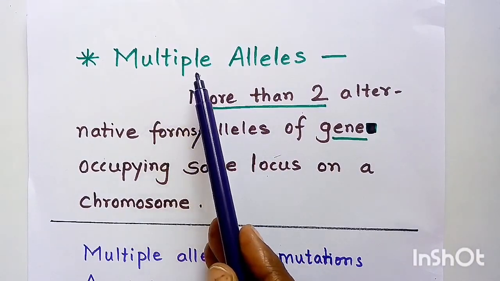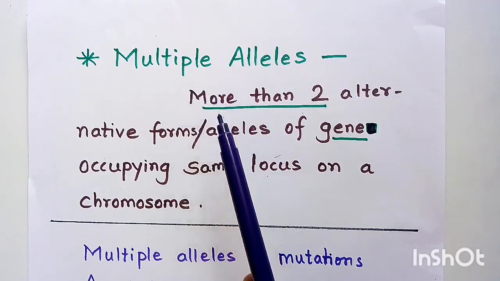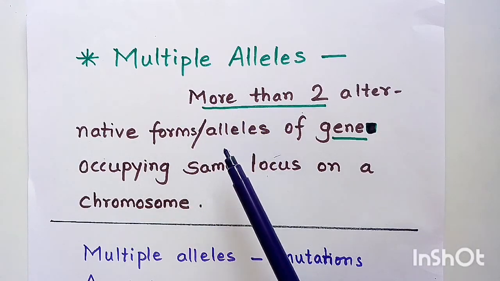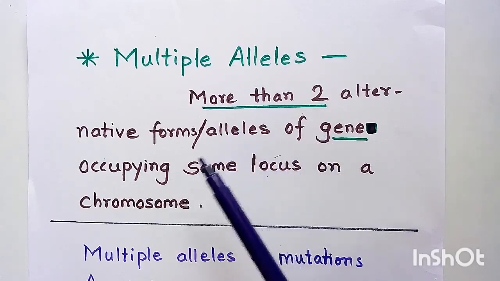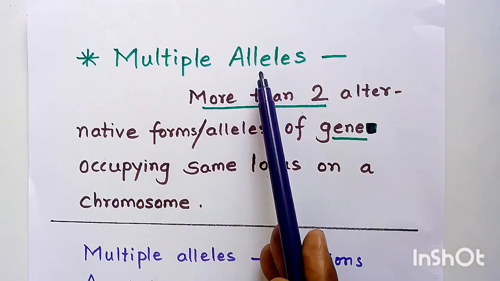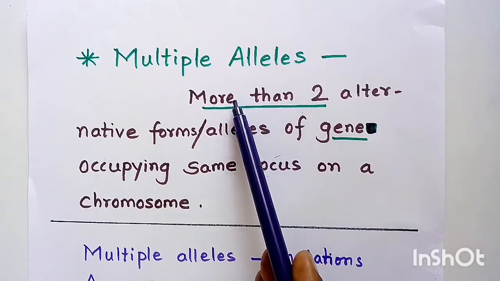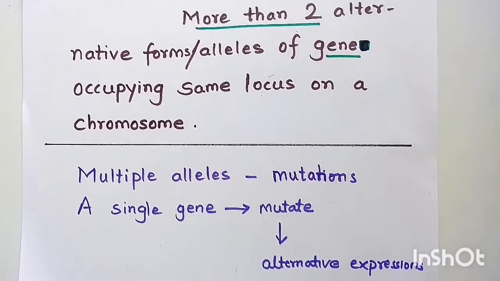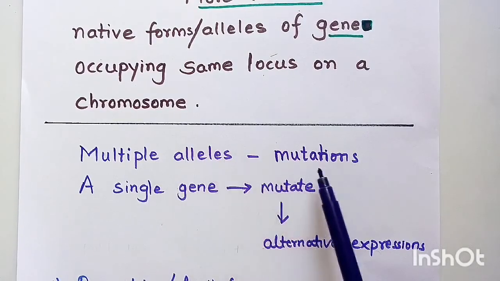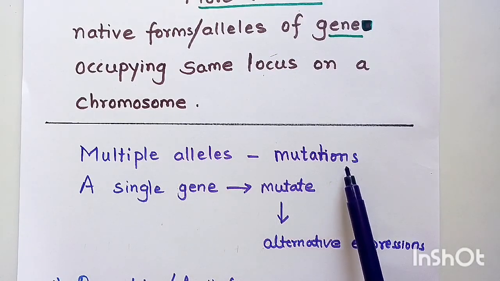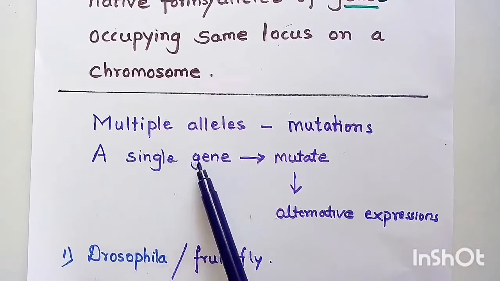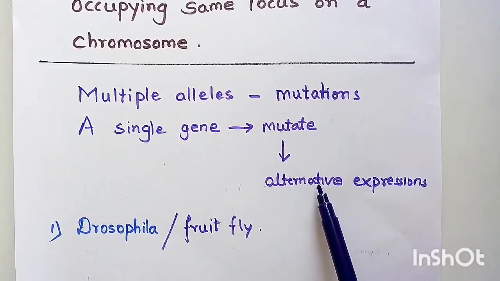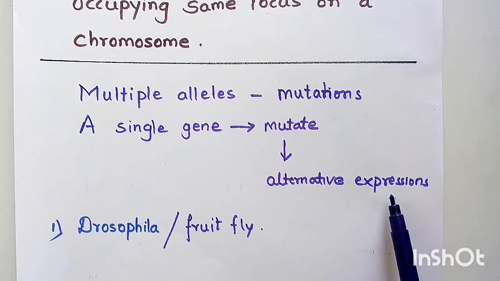The word multiple means many. Hence the name multiple alleles, because till now we have studied that a gene has only two alleles, but in multiple alleles a gene will have more than two alleles. Hence the name multiple alleles. Multiple alleles arise by mutations. A single gene can mutate several times and produce alternative or different expressions.